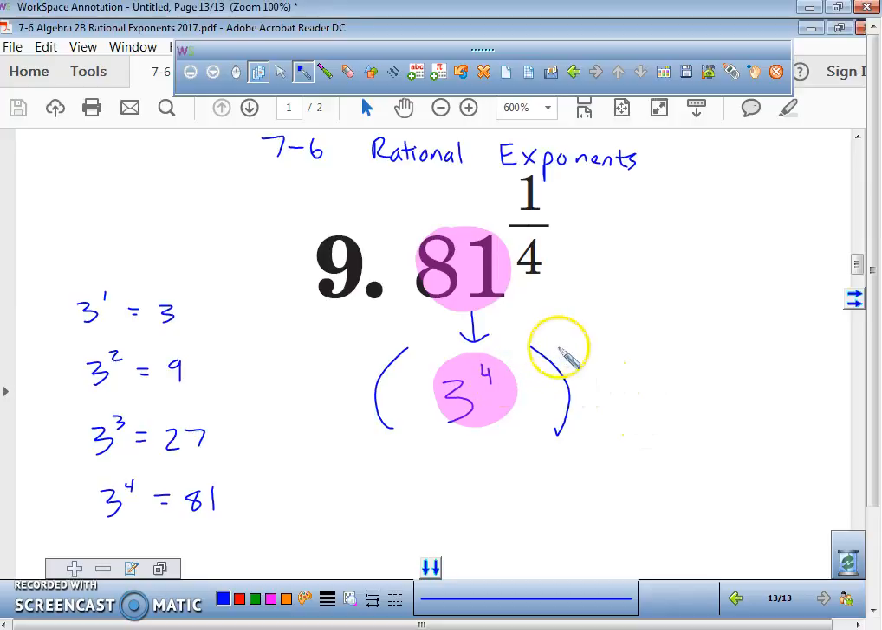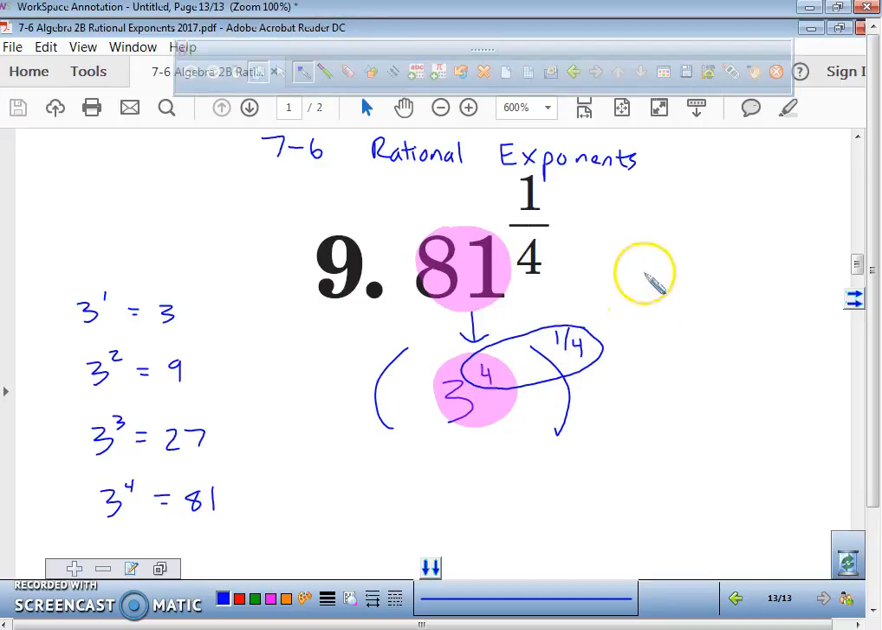Now, 3 to the power of 4 is raised to the exponent of 1/4. Does anybody know what property this is called? Well, no. 1/4 is the inverse of 4. You're right, that is true. But this is actually called the power of a power. Whenever you have a power and you have another power, you're allowed to multiply those exponents.